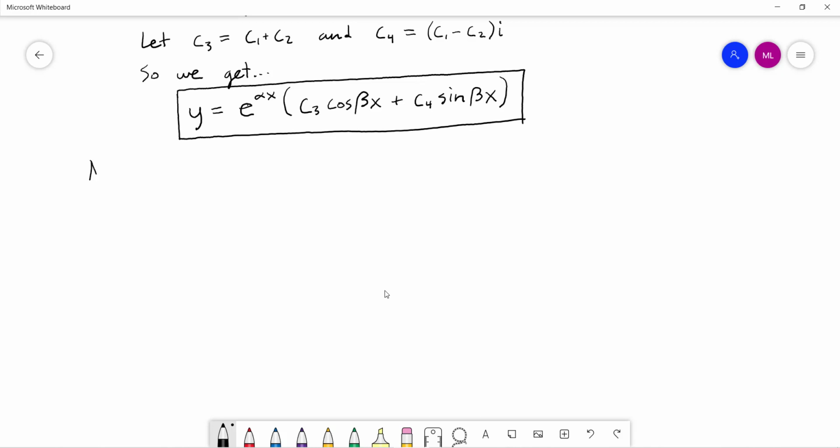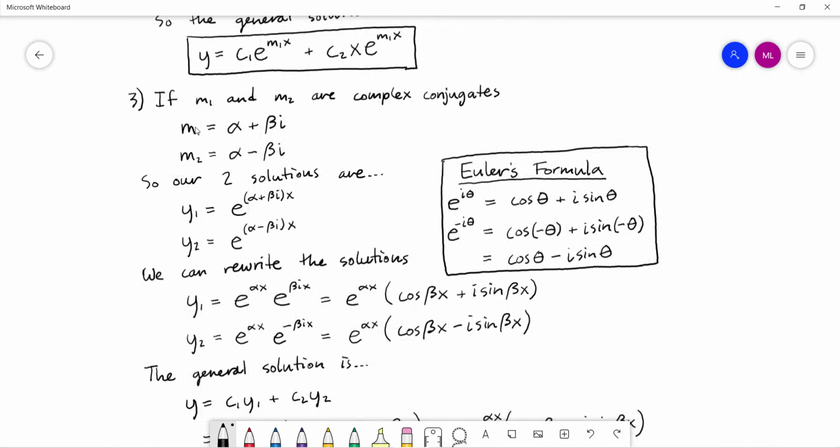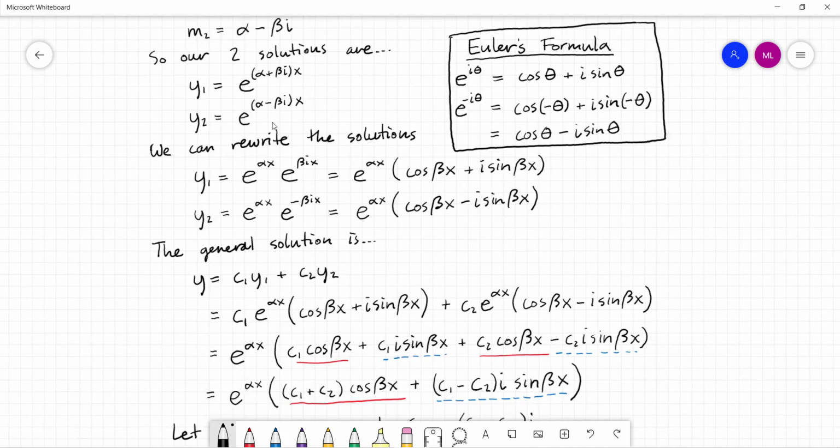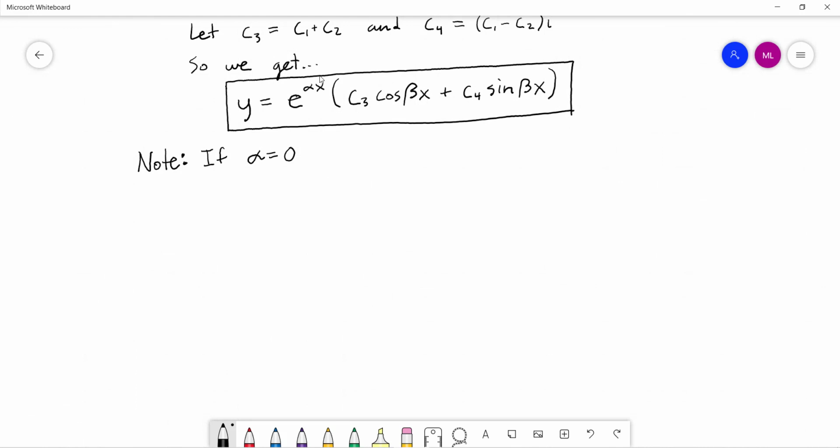One thing I want to point out that's kind of important: note what happens if alpha is 0. If alpha equals 0, what that means back up here is that our solutions for our values of m are pure imaginary. We would only have this beta term, so we'd have a pure imaginary. The real part would be 0. If the real part is 0, then this exponential is gone, and we're only left with this part, because e to the 0 is simply 1. y would be equal to C3 cosine of beta x plus C4 sine of beta x. So in this case, if the real part is 0, we get pure sine and cosine functions.